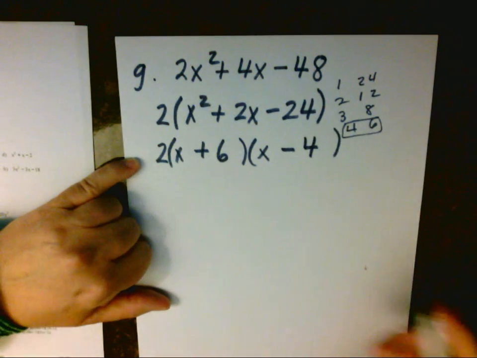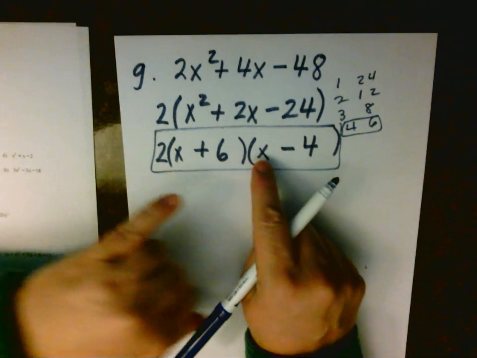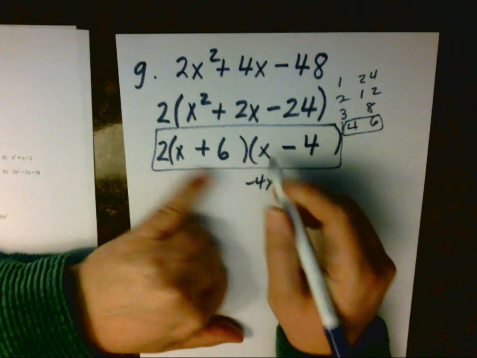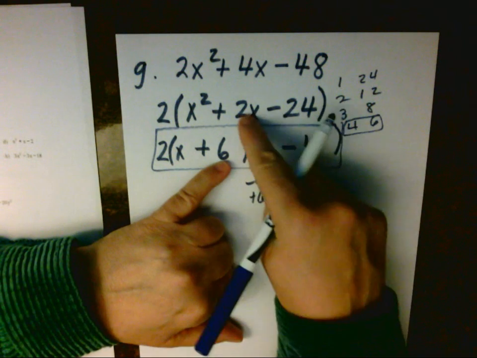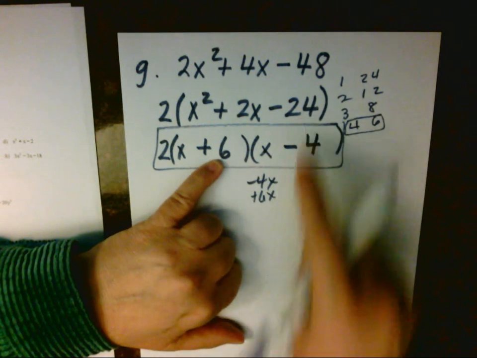Okay. This is completely factored form, but it wouldn't be a bad idea to check this middle part. X times x is x squared. We have a negative 4x on the outside and a positive 6x there. That makes 2x in the middle. Good. And last times last gives us a negative 24. Good.